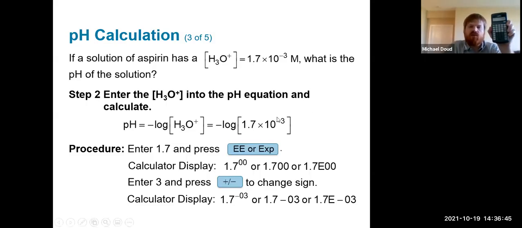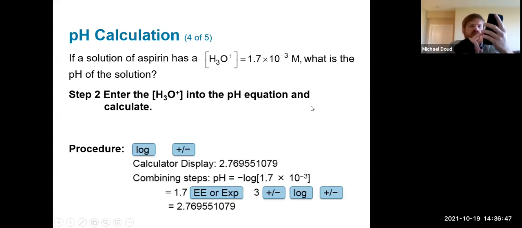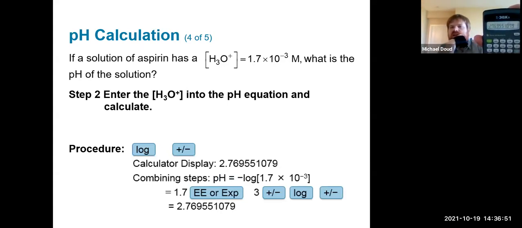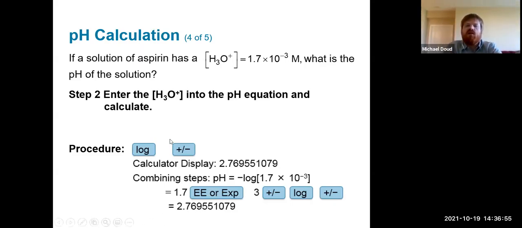Okay, so that's how we enter this number. Then we're going to press log, and then the negative button, and then your calculator display should read 2.769551079. Okay, so that's our calculator display.